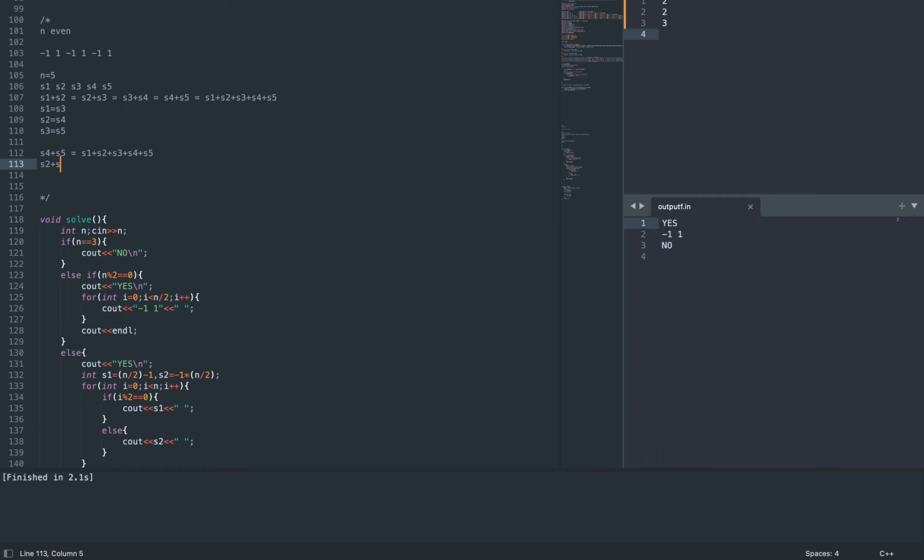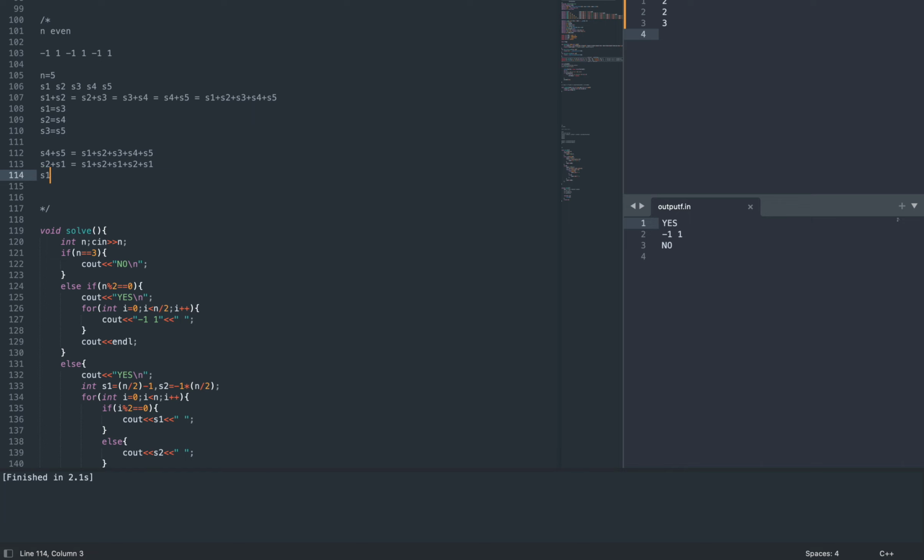So we are writing s1 is equal to s1 plus s2 plus s3 equivalent to s1. So here s1 and s4 equivalent to s2. So s2 and s5 equivalent to s3, and s3 equivalent to s4. So here s3 equivalent to s1. So here s1, and then s1 plus s2 is equal to 3s1 plus 2s2.